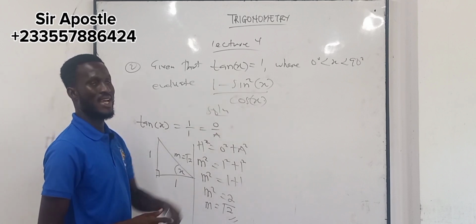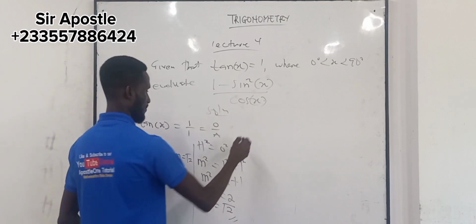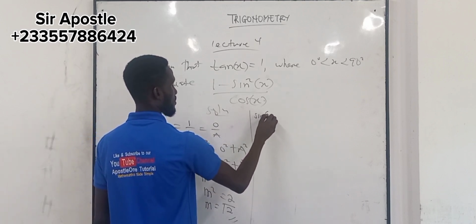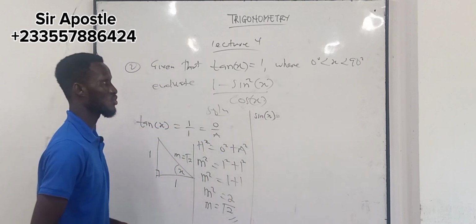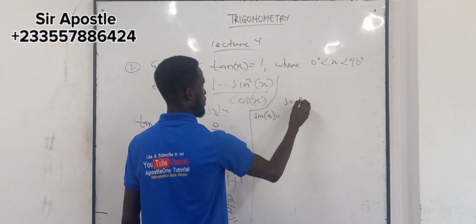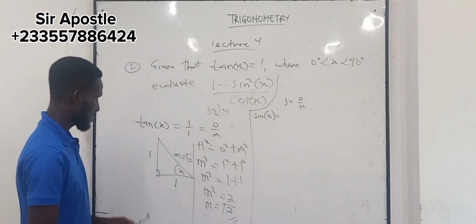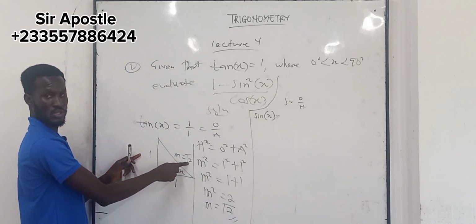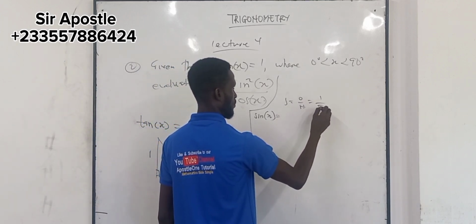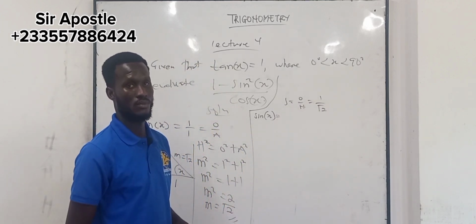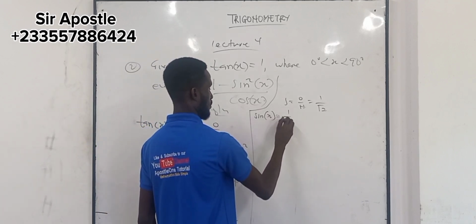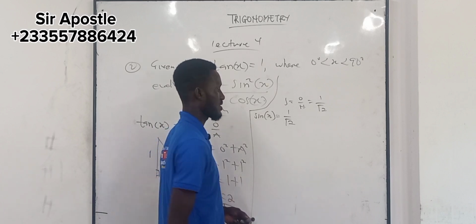Now we're supposed to find the sine x, then we find cos x. Yes. Now let me solve for sine x. Sine of the angle x. Sine is opposite over hypotenuse. So what's the opposite? The opposite is 1, the hypotenuse is root 2. So we have opposite to be 1, hypotenuse to be root 2. Yes. Now let me write here 1 out of root 2. Opposite over hypotenuse.